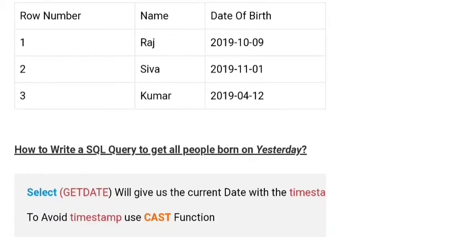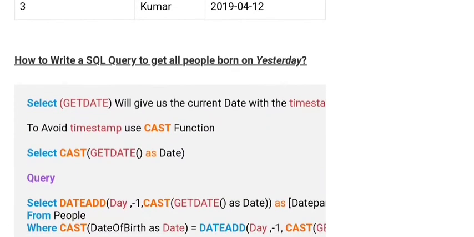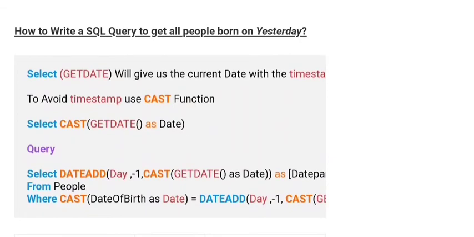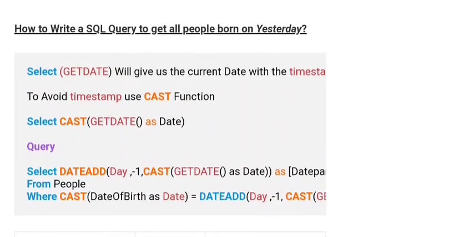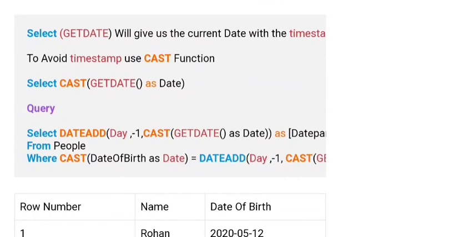And the next query is how to write a SQL query to get all people born yesterday, right? So if we observe our workaround here, right? Select getdate. What will getdate give? It gives the date along with the timestamp. As I said, to avoid the timestamp we are using this cast function. First we are converting that date from the datetime format to the date format, and then we are going to use that in the date function. So our query is something like below.